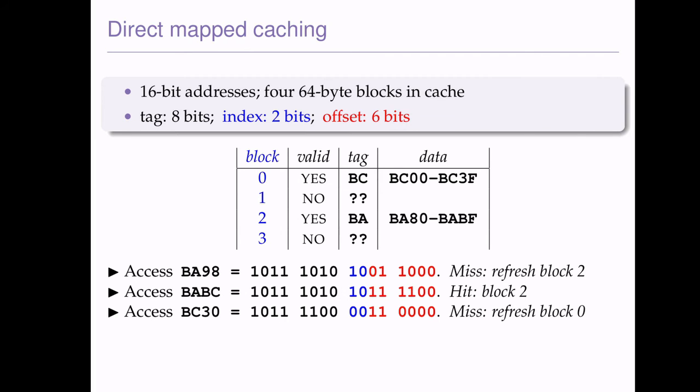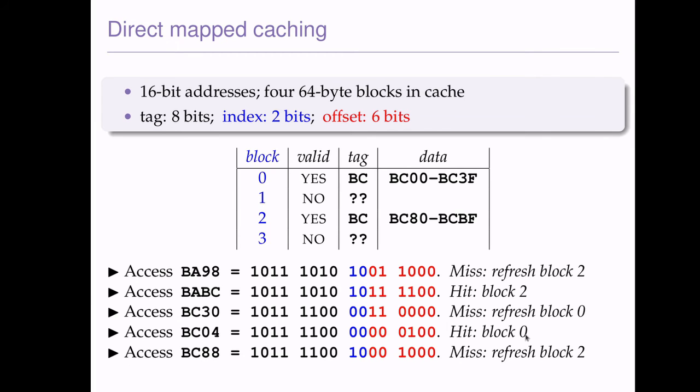So let's get another access request. BC04. So the index is 0, so we go to block 0. It is now valid. Has it got the right tag? Well, yes, this is BC. These match up, so we have the right tag. And then we need to check, are we in the right range? So we're BC04, this data is indeed in range, so we'd hit block 0. Happy days.